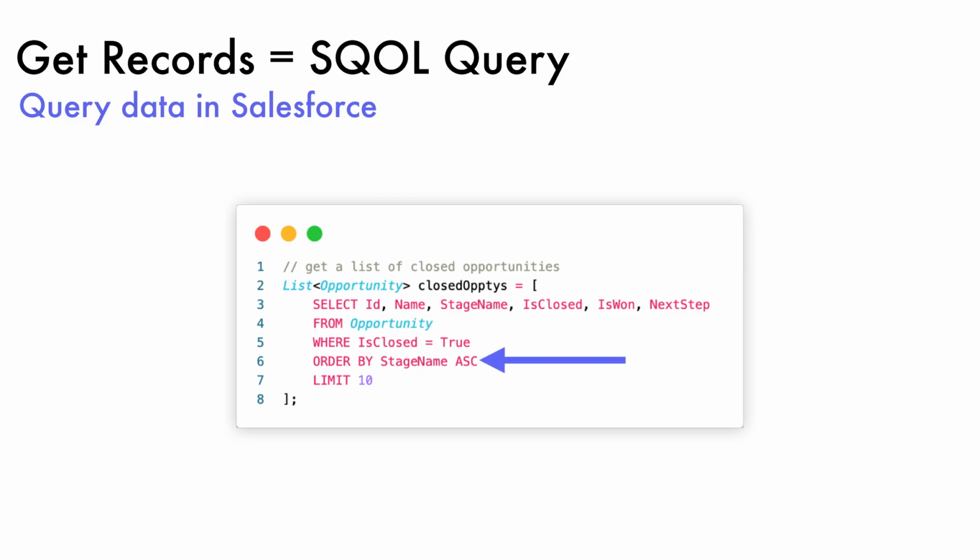You have the ability to sort the records returned from a query, and you can also specify how many records are returned in the query. The results of the queries can be stored in collection variables, which we mentioned earlier.